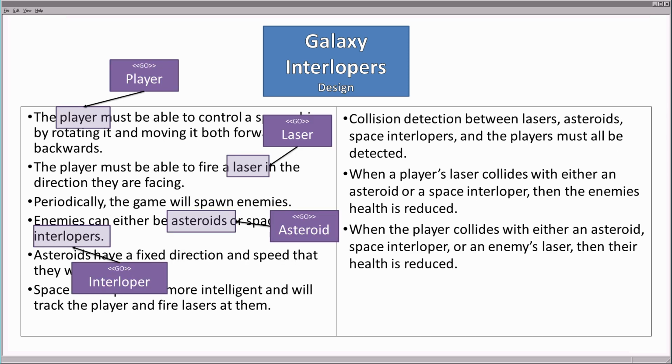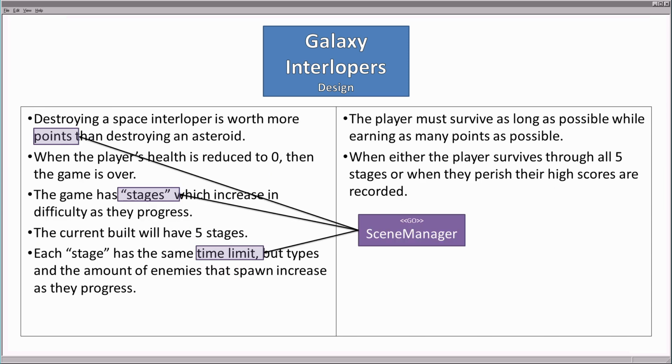Once again, let's start identifying the game objects by identifying the nouns in the requirements. We notice a few game objects immediately, like player, laser, interloper, and asteroid. While we do not see it explicitly written, there is another game object that works like a referee, official, or point keeper, which we will call the scene manager. Having one game object act as an official inside the game can help us organize overall rules and goals for the game.